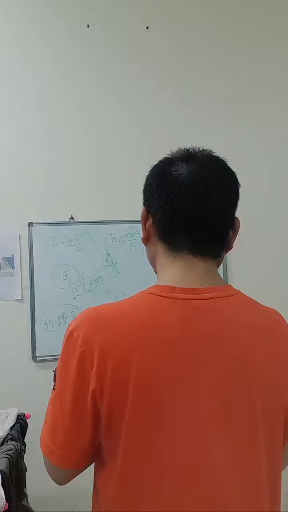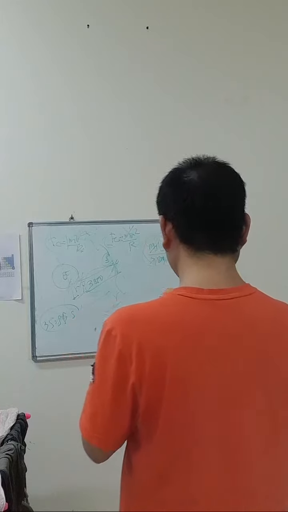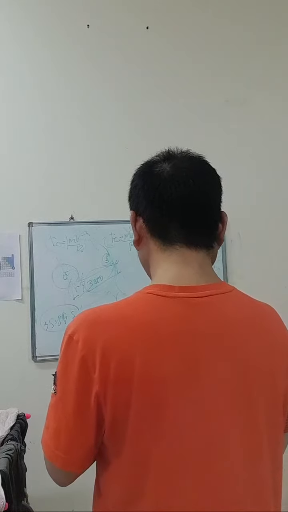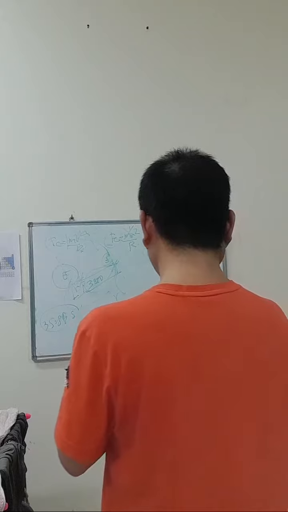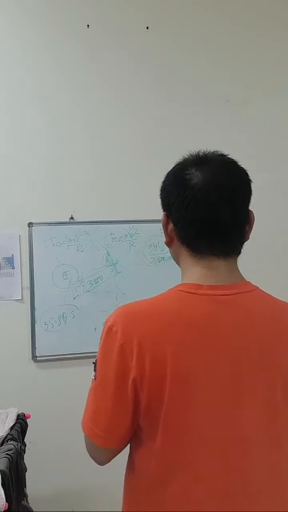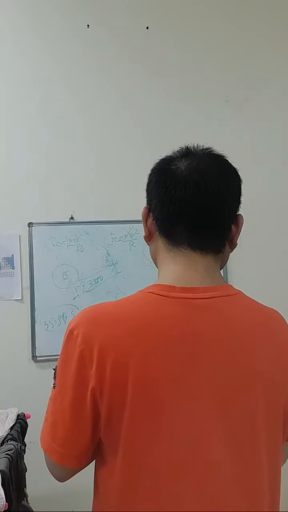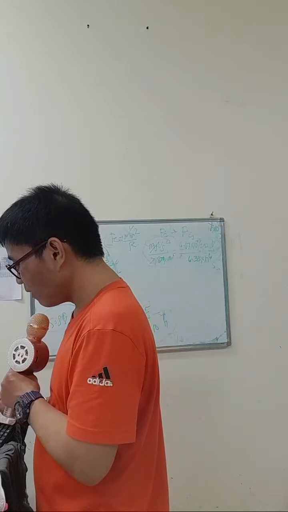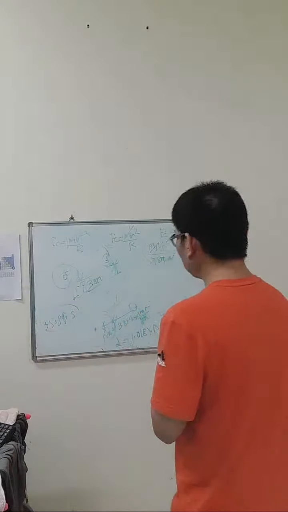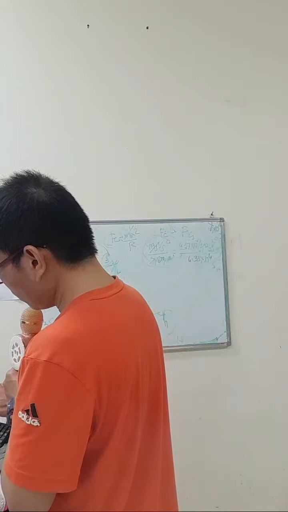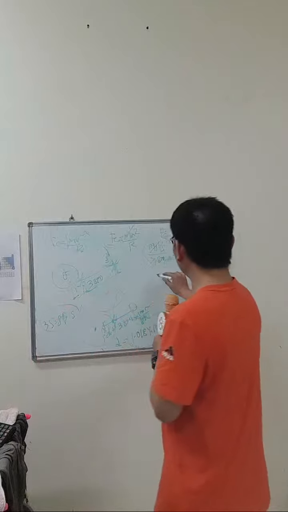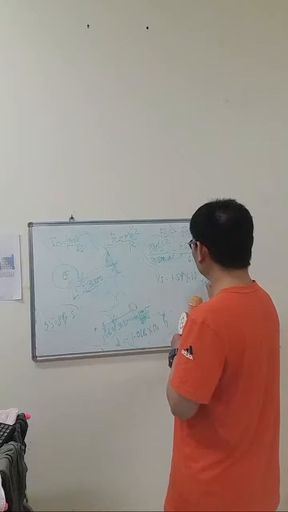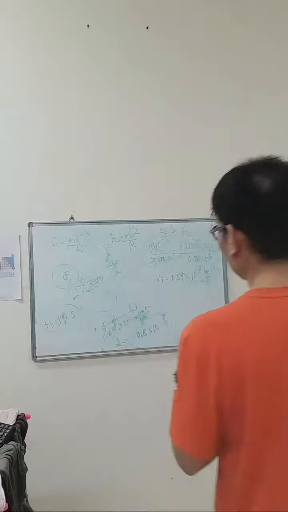3,800 times 1,000. Then 6.67 exponent to the negative 11 times 5.97 exponent to the 24 divided by 6.38 exponent to the 6, and then the square root. Right? So we have Vs equals 1.54 times 10 to the 7 meter per second. This is the velocity.